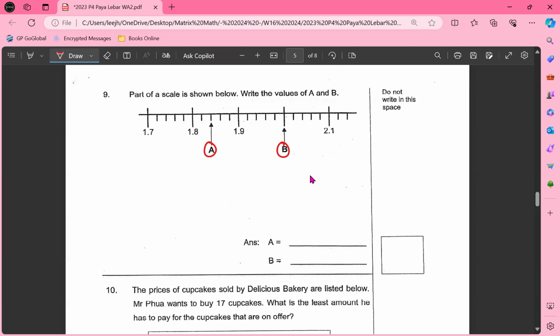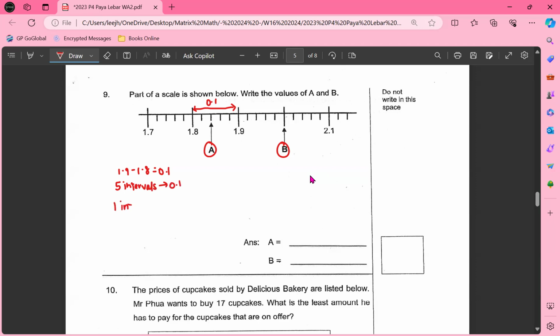Okay, how do we know? Very simple. This one from 1.8 to 1.9 is 0.1, because I take 1.9 minus 1.8, I get 0.1. And for 0.1, how many intervals are there? So how do we find this mark here? You see that 0.1 has 1, 2, 3, 4, 5 intervals. So we know 5 intervals is a 0.1 reading.